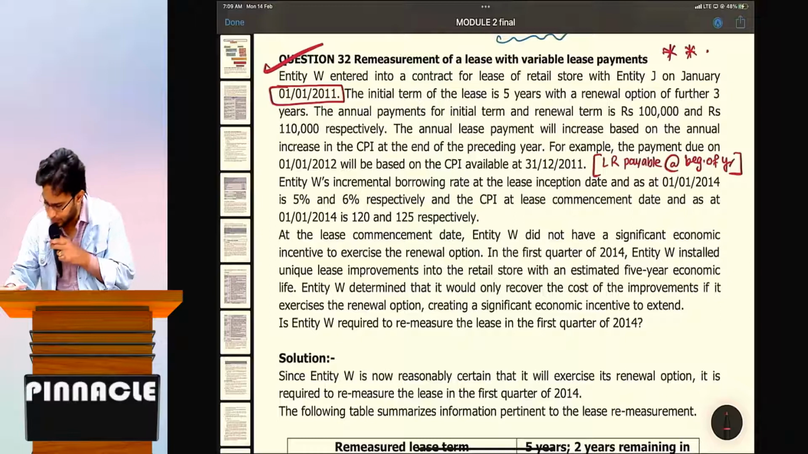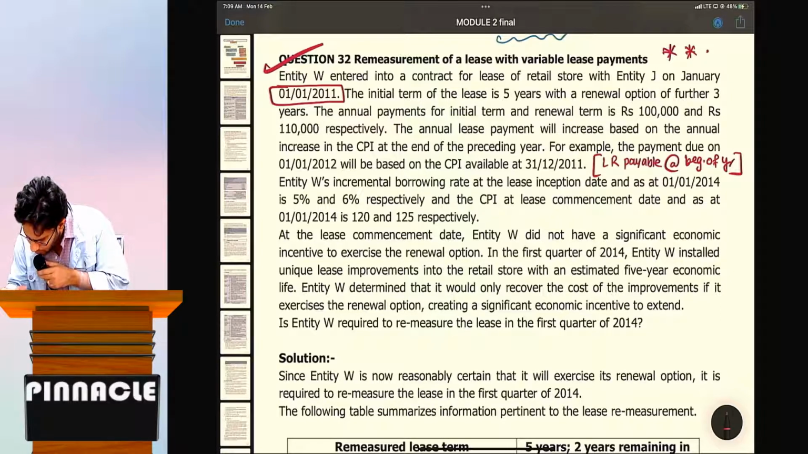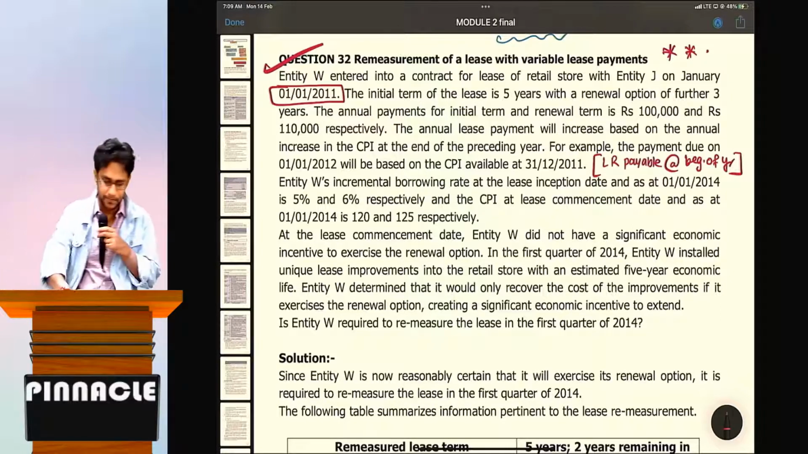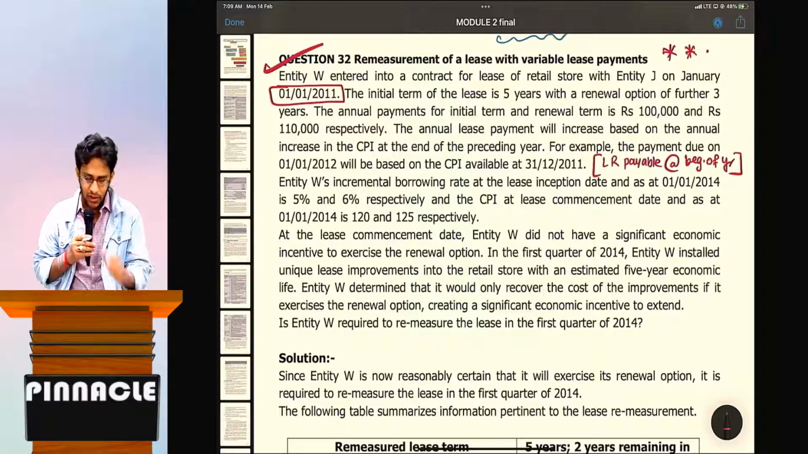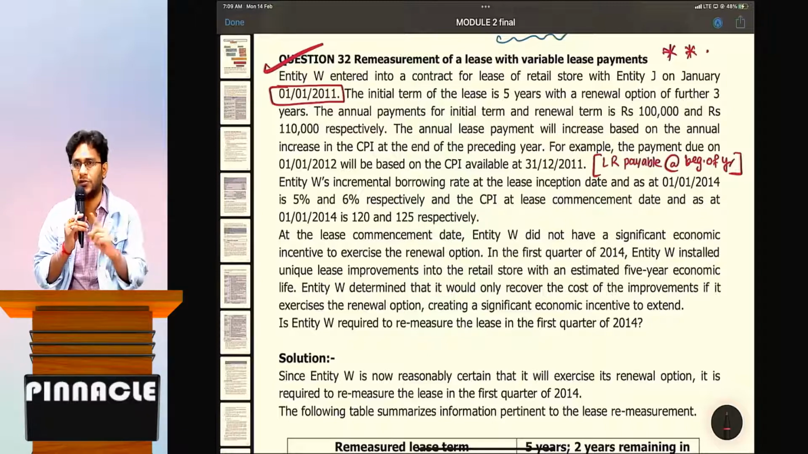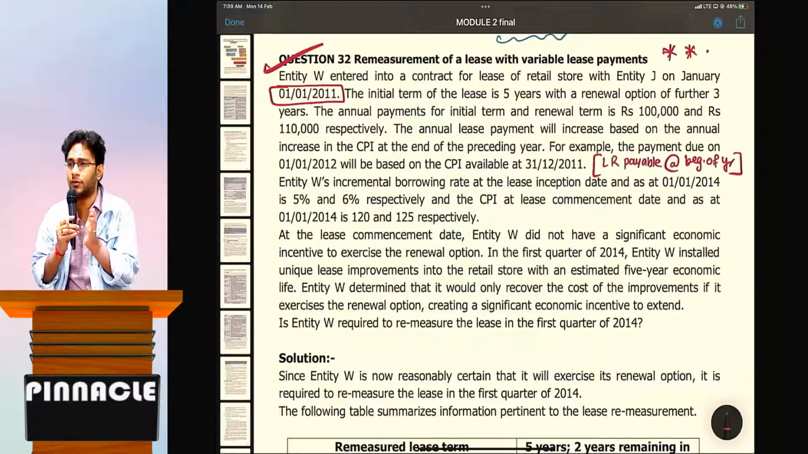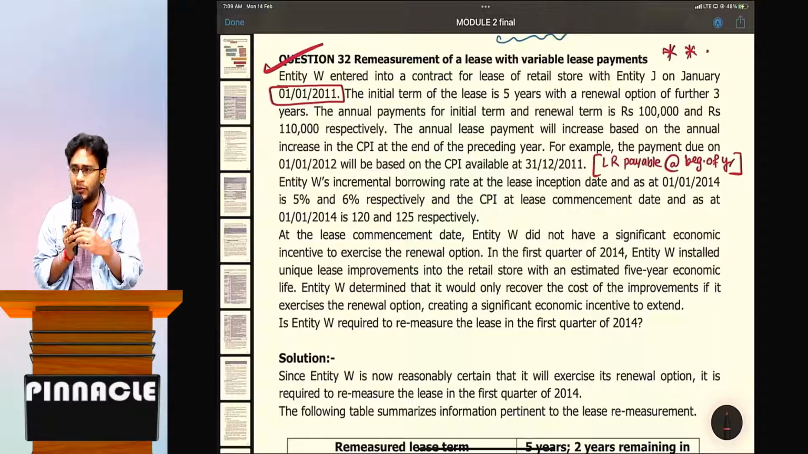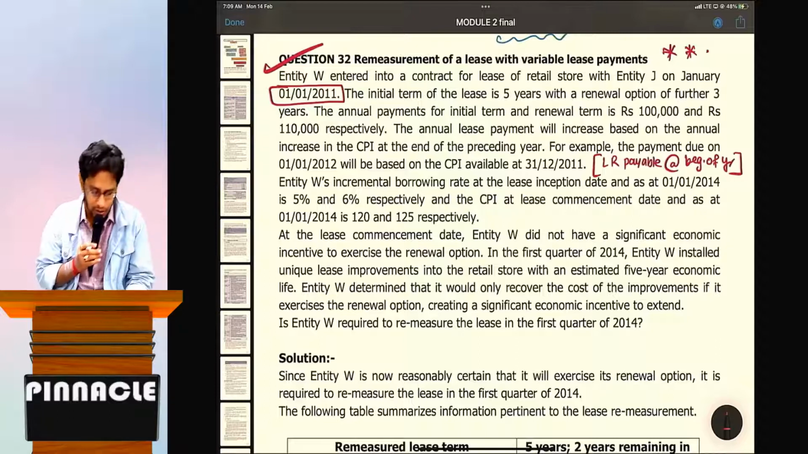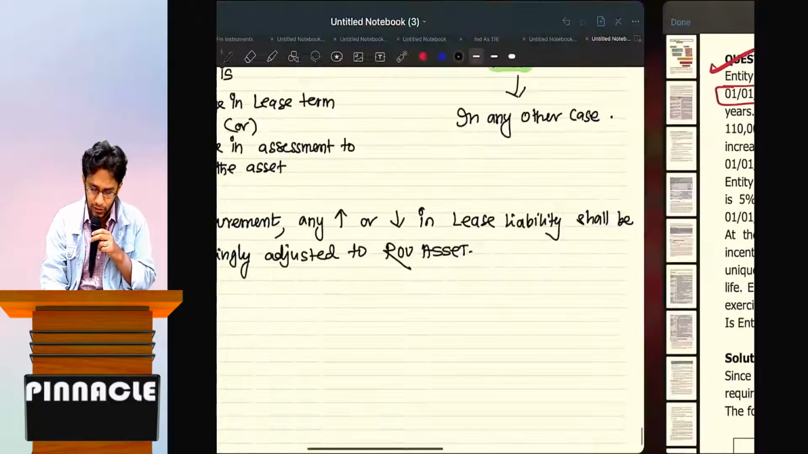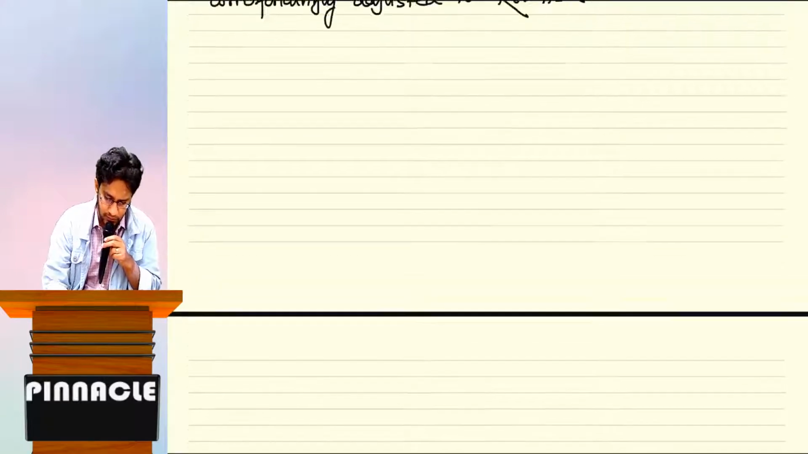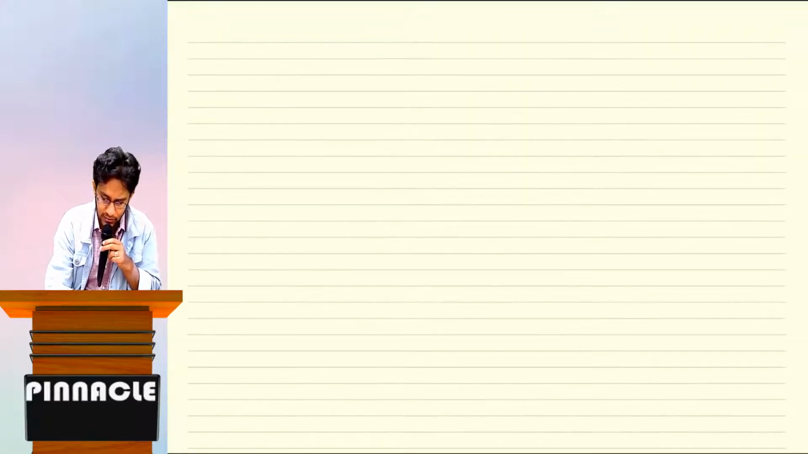That's the question. You know what you got to do? First, initial recognition you have to do. Travel up to 1/1/2014. Understand what the carrying amounts of the ROU asset and lease liability are on that date. And then standing on 1/1/2014, go and do a remeasurement of your lease liability. So this is a little work. Before you go to the modification date also, some work is there. Starts with question number 32.